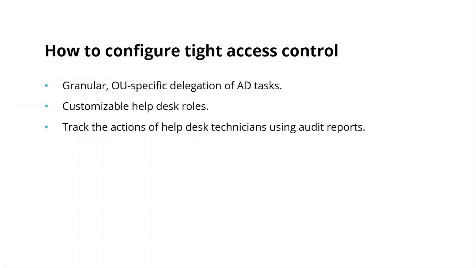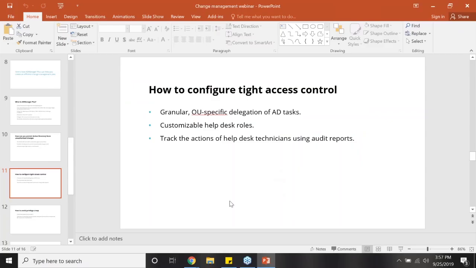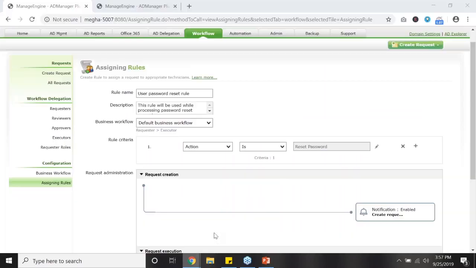So if this is the request, or if the subject is this, or if the requester is an HR executive, it has to be automatically assigned to this technician. That can be taken care of as well, because then you don't have to go and individually take stock of all the requests that you have received and then assign them to technicians. So this will take care of that.